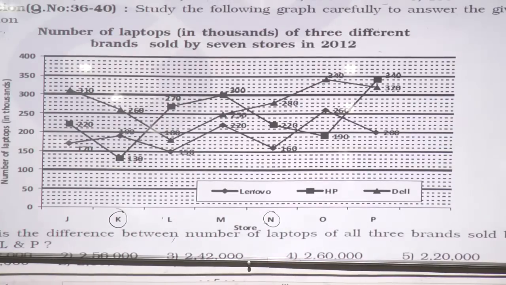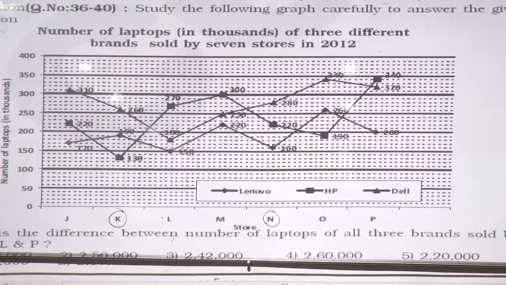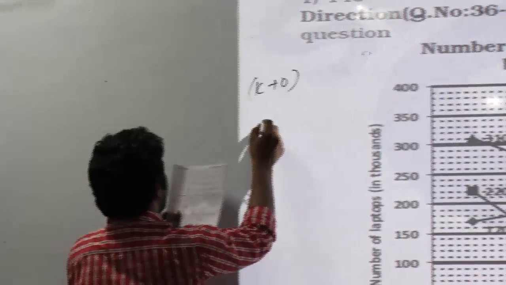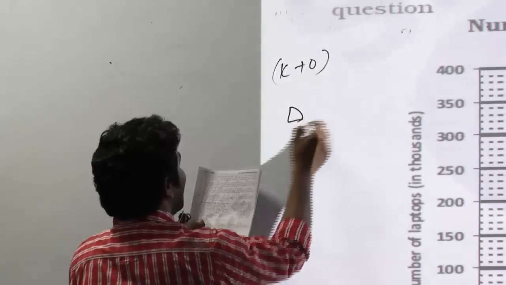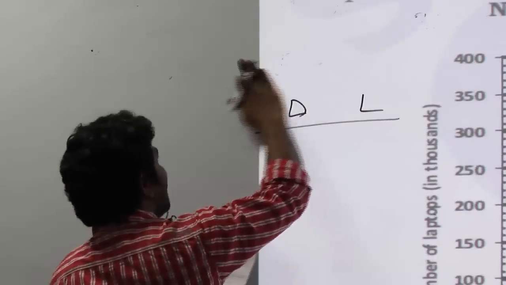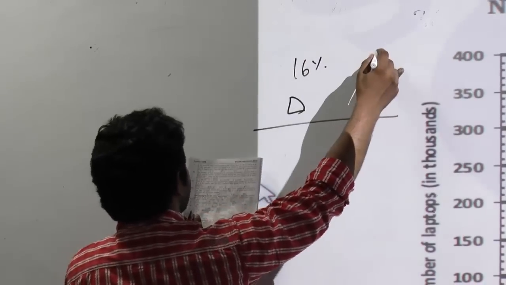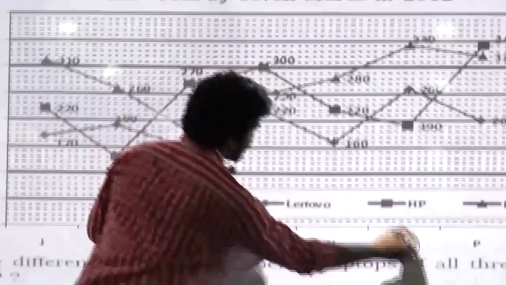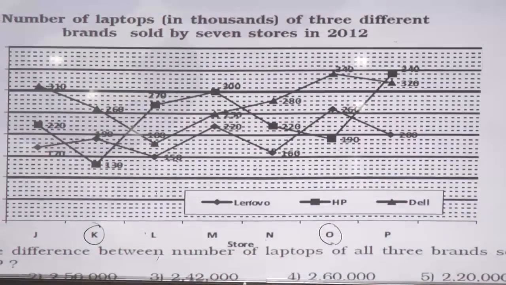And the number of Lenovo laptops sold by each store increased by 12% from 2012 to 2013. What was the total number of Dell and Lenovo laptops sold by stores K and O together in 2013? K and O. Right, this is for K and O, and this is about Dell and Lenovo. Dell increases by what percent? 16%, and Lenovo increases by 12%. These two. First let's do it for Dell.